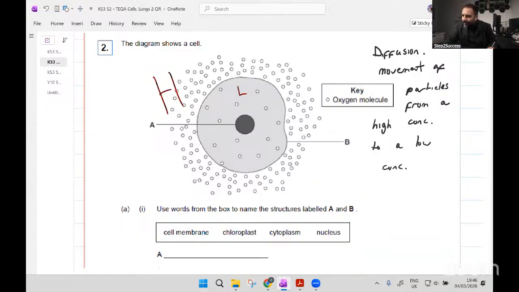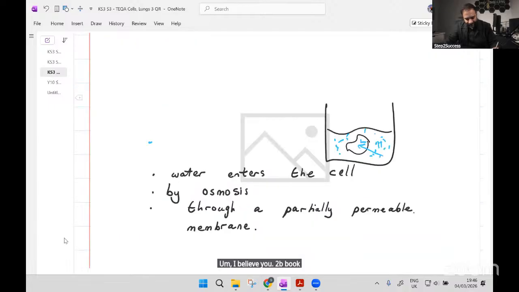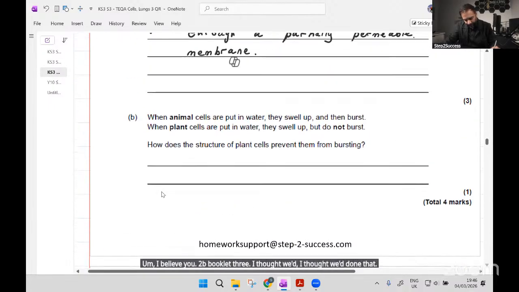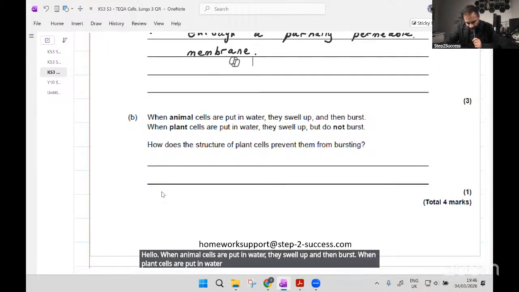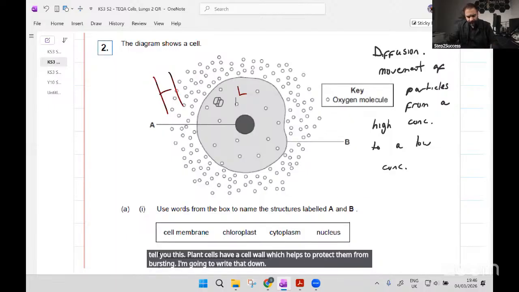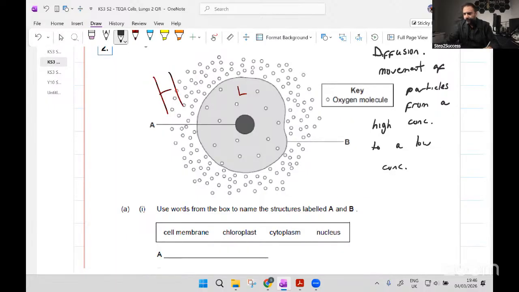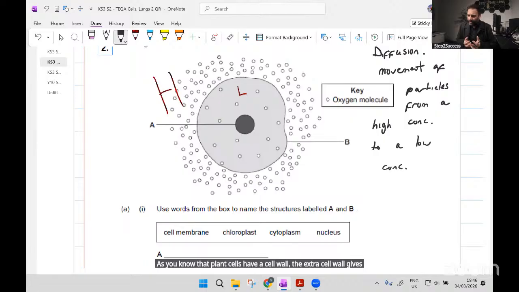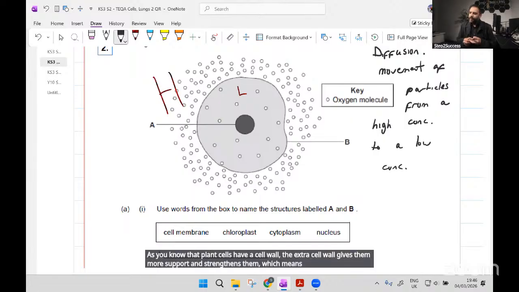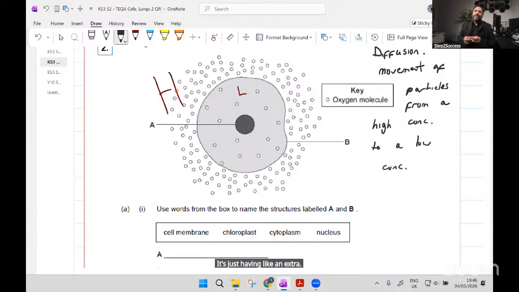2B booklet 3. I thought we'd done that. When animal cells are put in water, they swell up and then burst. When plant cells are put in water, they swell up but do not burst. I'm just going to tell you this: plant cells have a cell wall which helps to protect them from bursting. As you know, plant cells have a cell wall, the extra cell wall gives them more support and strengthens them, which means they're less likely to burst as compared to animal cells. It's just like having extra security.